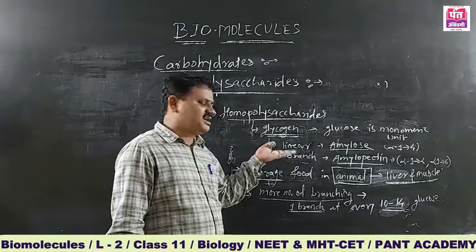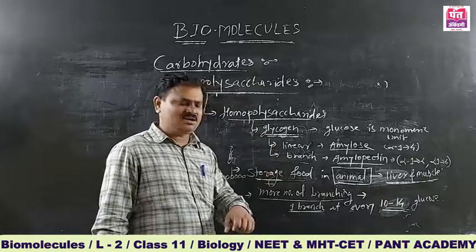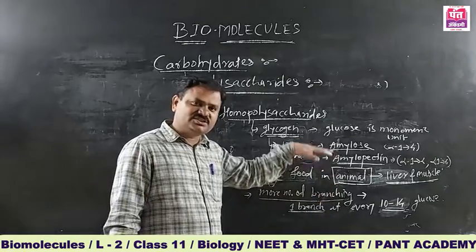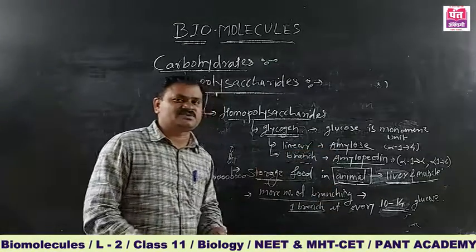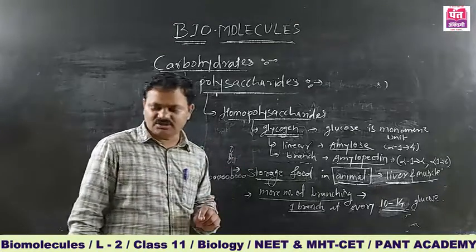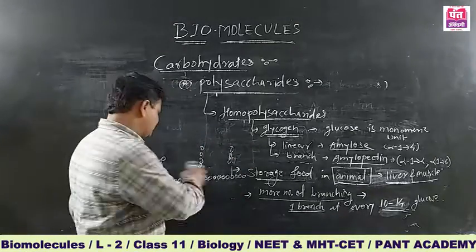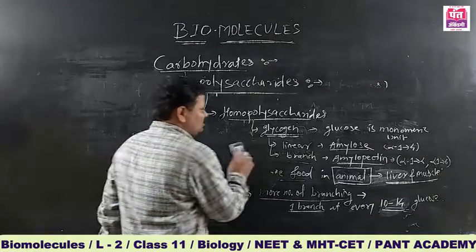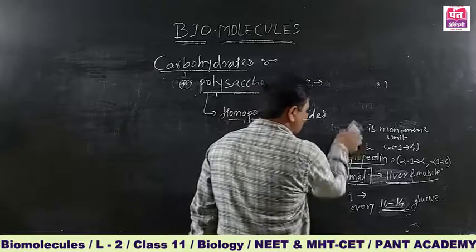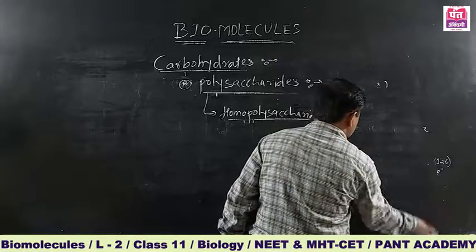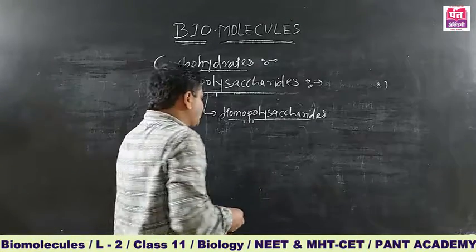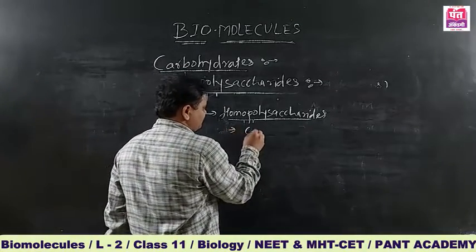That is the difference between the glycogen and the starch. Starch is the storage food material in the plant, and glycogen is the storage food material in the animal. Those are the two different differences you will find between these two kinds of homopolysaccharide, glycogen and starch. The third type of homopolysaccharide is cellulose. Cellulose is also a homopolysaccharide of glucose.